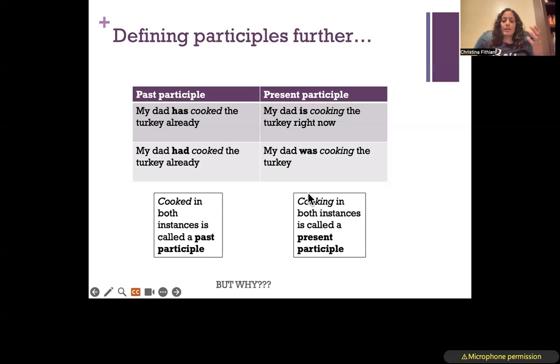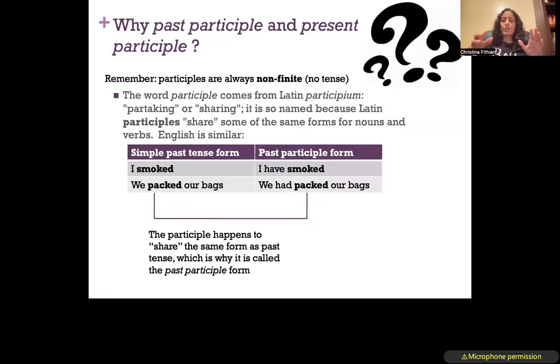So why on earth do we call these things a past participle and a present participle respectively when they're not supposed to have tense? Okay, the answer to that question comes from Latin. You see, the word participle comes from the Latin word participium, which means to partake or to share.